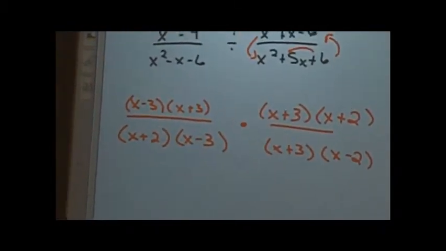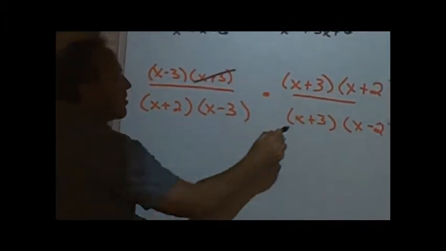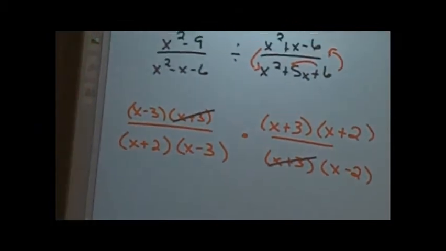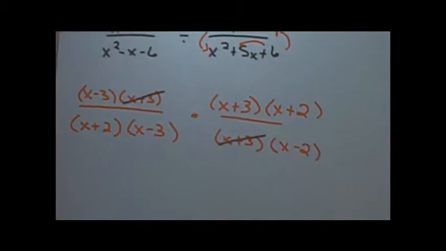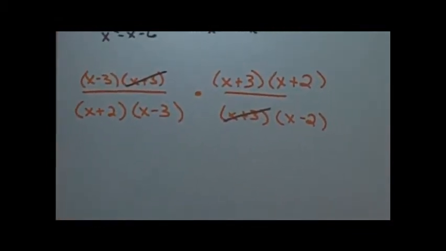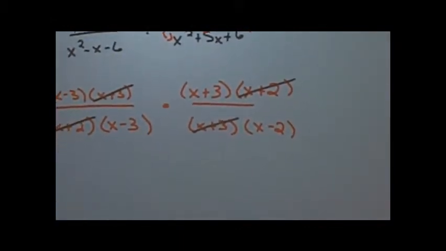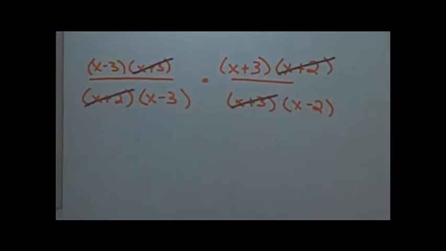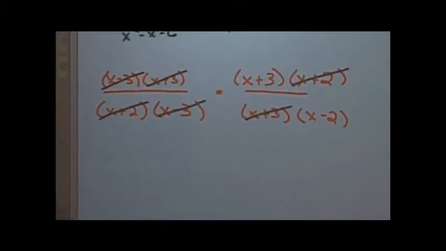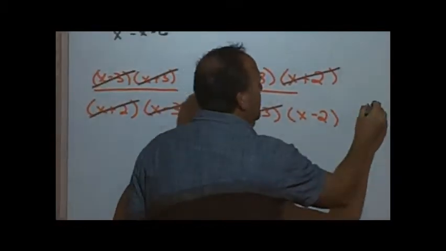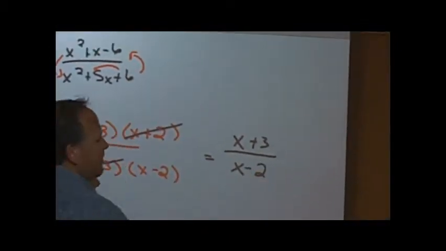Now I can do what? Now I can cancel. I have an x plus 3 that will cancel an x plus 3. Jordan, what's something else that will cancel? X plus 2 and x plus 2. Okay, an x plus 2 will cancel an x plus 2. All right, Priya, do you see anything else that will cancel? An x minus 3 will cancel out an x minus 3, and therefore my final answer is x plus 3 over x minus 2.